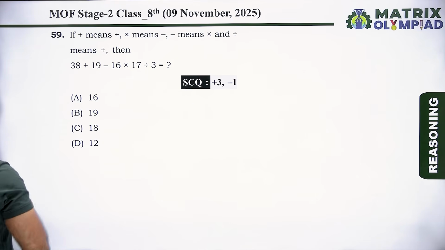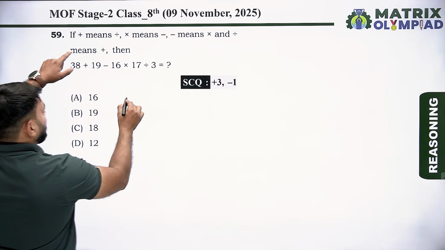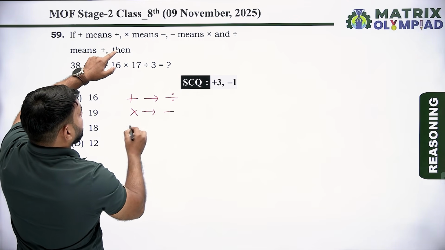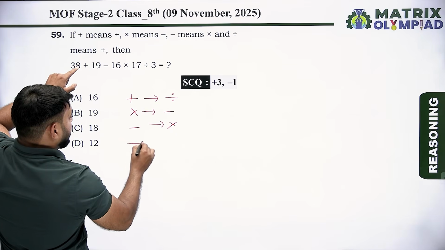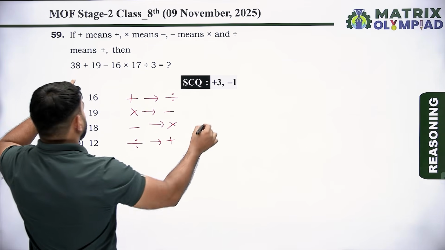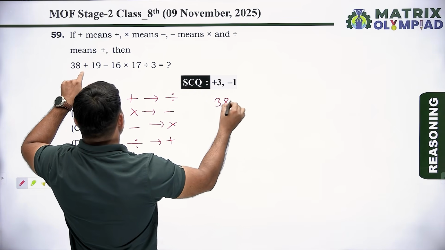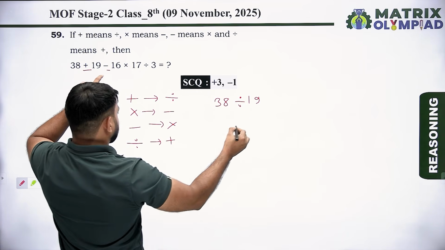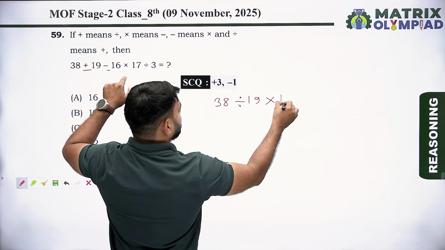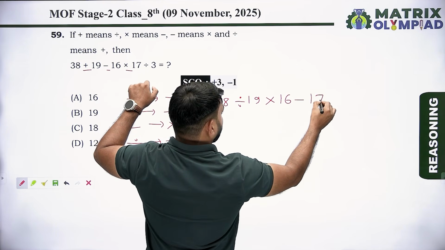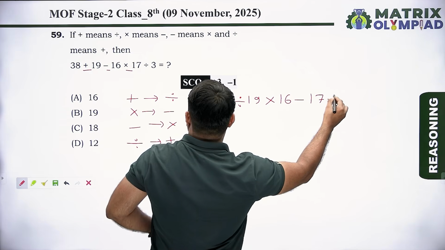So now the next question is question number 59. Plus means divided, multiply means minus, minus means multiply, and divide means plus. Then find the value of the given equation. So the equation is 38 plus 19, which means divided by 19, minus 16 means multiply by 16, multiply 17 means minus 17, and divide 3 means plus 3.